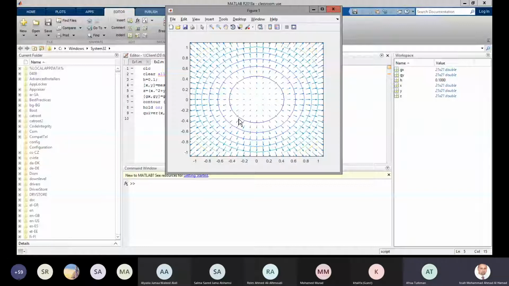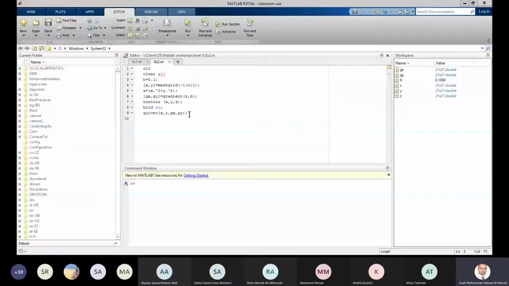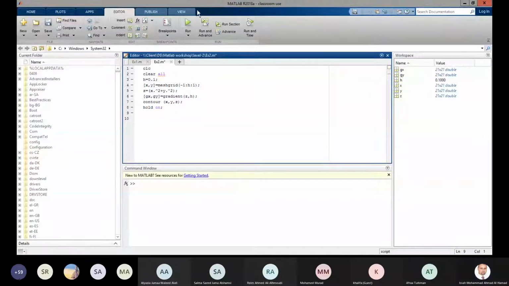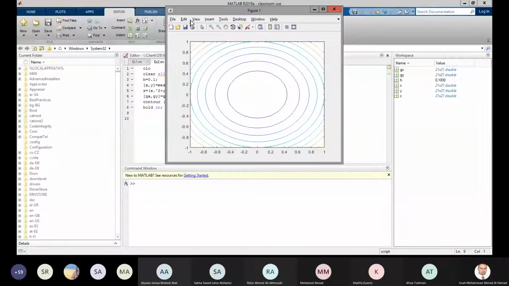Yes, Dr. Shamma asks, she doesn't totally understand what the function of quiver is. Okay, I will remove the quiver function, and let's see how the graph looks now. So this is the graph. Okay, these are the contours. These are the contours of Z, contours of X, Y, and Z. Now the quiver is the derivative. Quiver shows you the direction of the derivative.